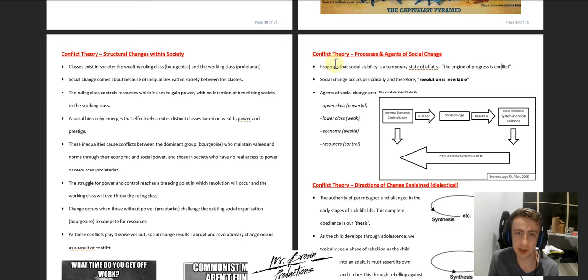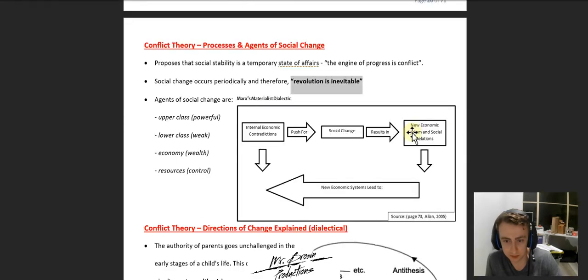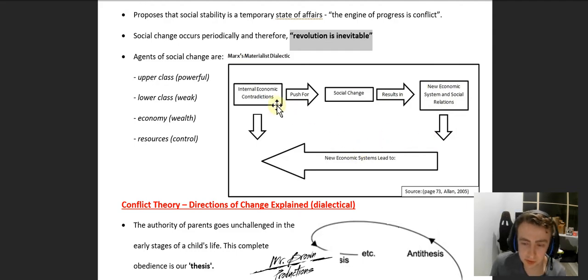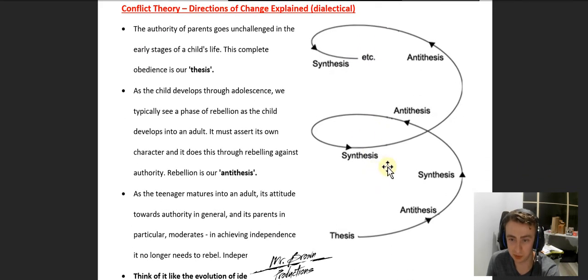So according to conflict theory, any major social transformative change that happens has to happen through conflict, and that social stability, I guess, is an illusion until the very next revolution occurs, which is idealized in this quote, that revolution is inevitable. So I've put this image in here that kind of explains it. And I'll explain it a bit more here in directions of change.